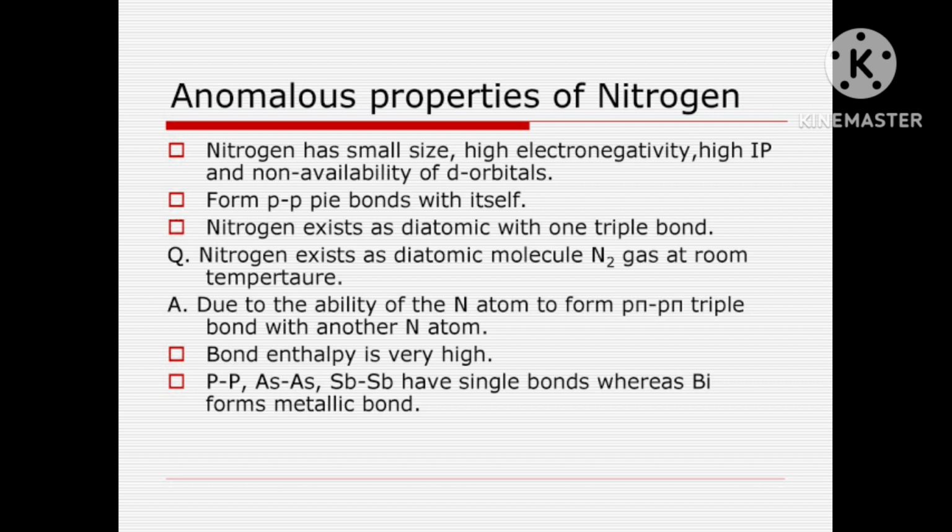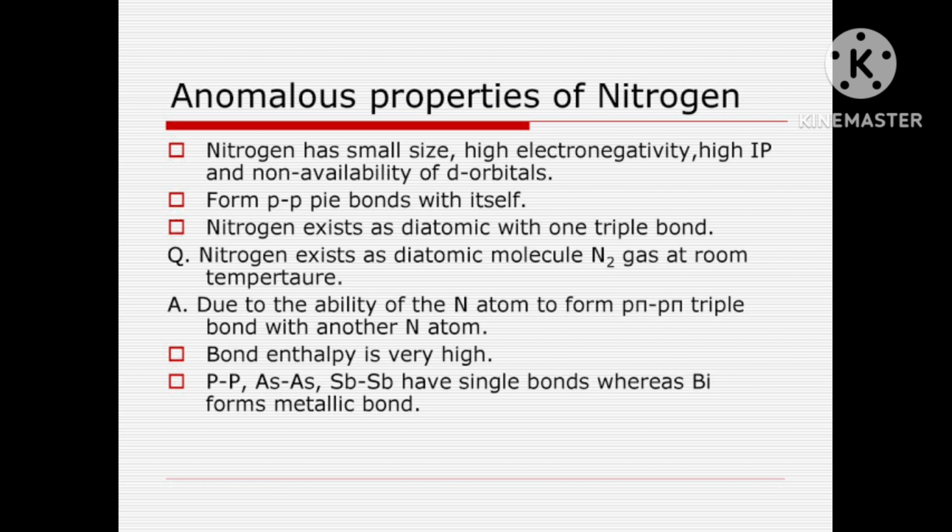The oxides of the type E2O3 of nitrogen and phosphorus, N2O3 and P2O3, are purely acidic. Question is asked. That of arsenic and antimony are amphoteric, meaning they can behave as acidic as well as basic. Those of bismuth are predominantly basic in nature.